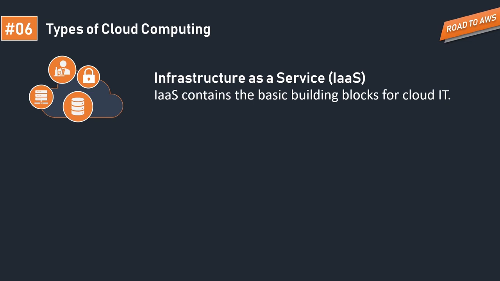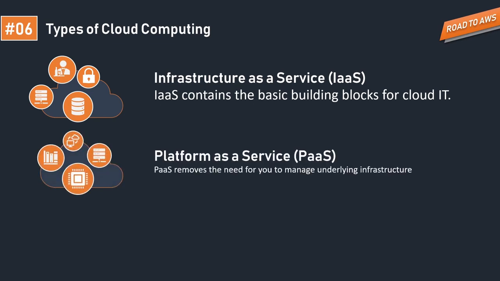Let's suppose you want servers, virtual machines, storage, networks, and operating systems, and you want to have them on a pay-as-you-go basis. You can have them from the infrastructure as a service type of cloud computing. And the next one is platform as a service.